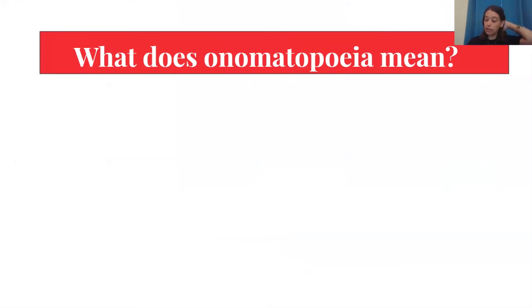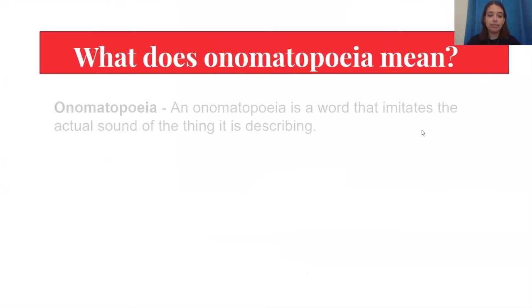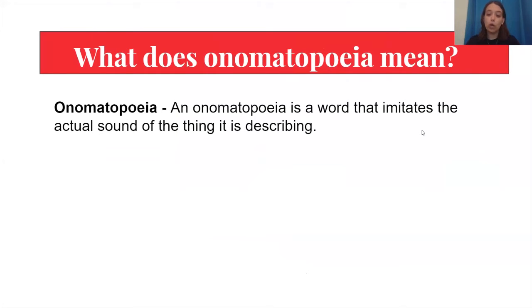If you were part of one of our Instagram lives, we did an onomatopoeia activity. An onomatopoeia is a word that imitates the actual sound of the thing it is describing. Okay? So it sounds like what it says. Like hiss. Hiss sounds like somebody hissing, right? Sounds like a snake. So you want to say a snake hissed. It sounds like it. You say it, okay?